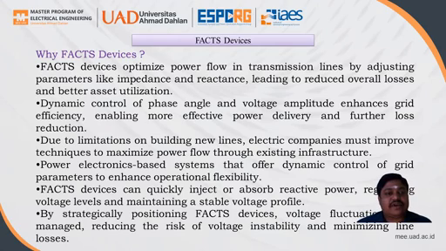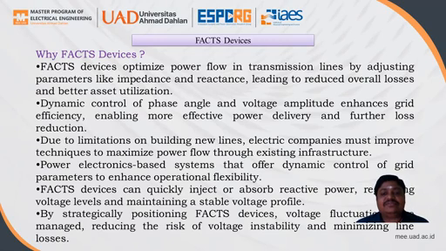FACTS devices optimize the power in the transmission lines by adjusting parameters like impedance and reactance, leading to reduced overall losses and better asset utilization. Dynamic control of phase angle and voltage magnitude enhances grid efficiency, enables more effective power delivery, and reduces losses. Due to the limitation on building new lines, electrical components must improve techniques to maximize the power flow in existing infrastructure.